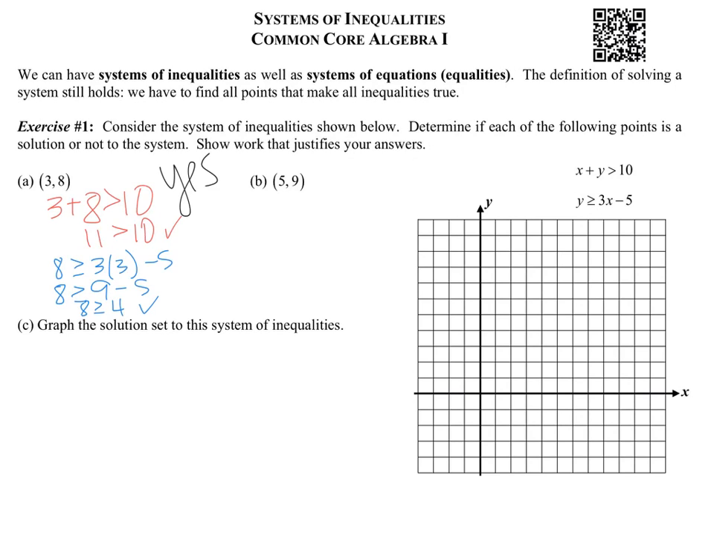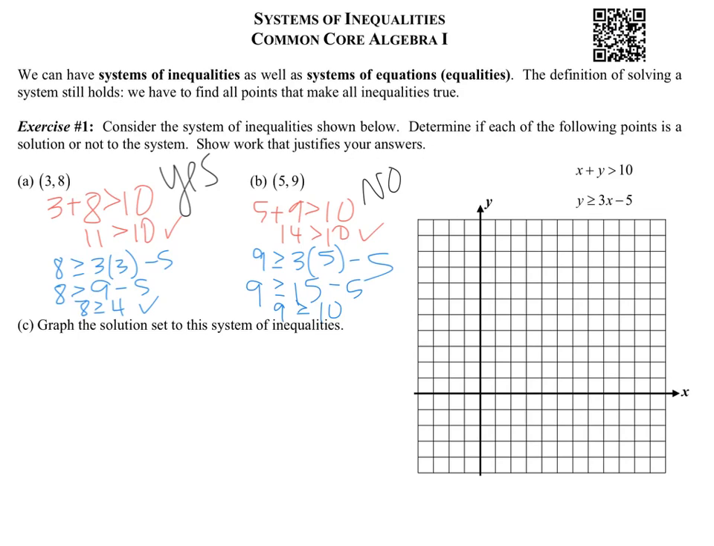For the next one, is 5 plus 9 more than 10? 14 is more than 10, so it's true. And the next one, is 9 more than or equal to 3 times 5 minus 5? So is 9 more than or equal to 15 minus 5? Is 9 more than or equal to 10? No, it is not. So no, that is not a solution to the set of inequalities.